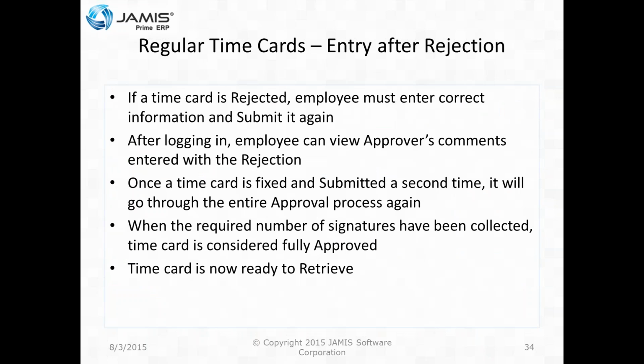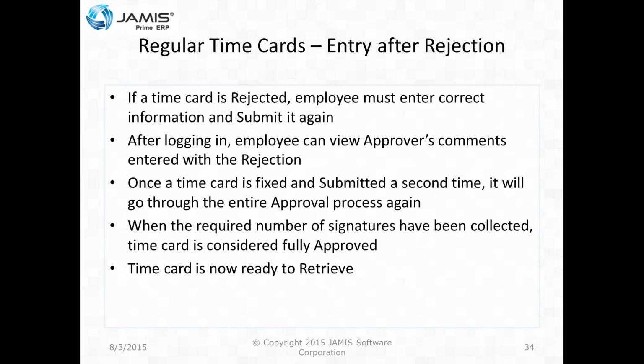Once a time card is rejected, the employee has to correct the information and just submit it again. Basically, you're starting from square one. You're coming in, taking a look at your time card, and you can see your approver's comments as to why he or she rejected it. All you need to do is go in there and simply make the changes requested, or make the changes that you forgot, or whatever it happens to be, and you resubmit it again.